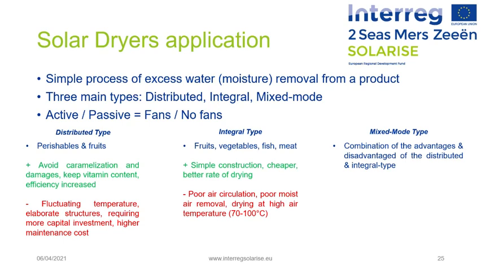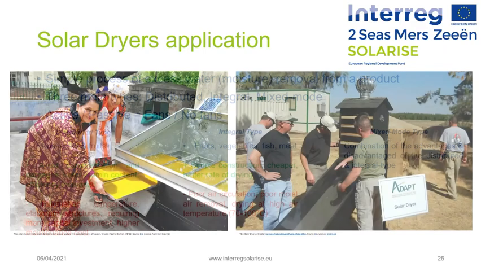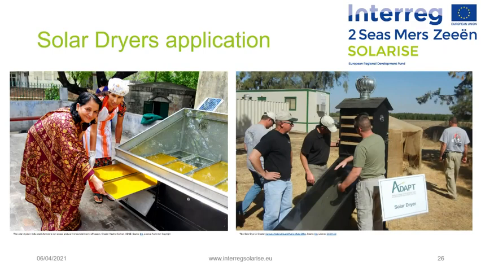than integral types. The integral types have the advantage of easy construction from cheap locally available materials and are used commonly to preserve fruits, vegetables, fish, and meat. The disadvantage is the poor air circulation obtained, which results in poor moist air removal and drying at high air temperatures, around 70 to 100 degrees Celsius, which is very high for most products, particularly perishables. The mixed mode type is a combination of the advantages and disadvantages of the two previous solar dryer types. Here are some examples of an active integral solar dryer on the left and a passive distributed one on the right.